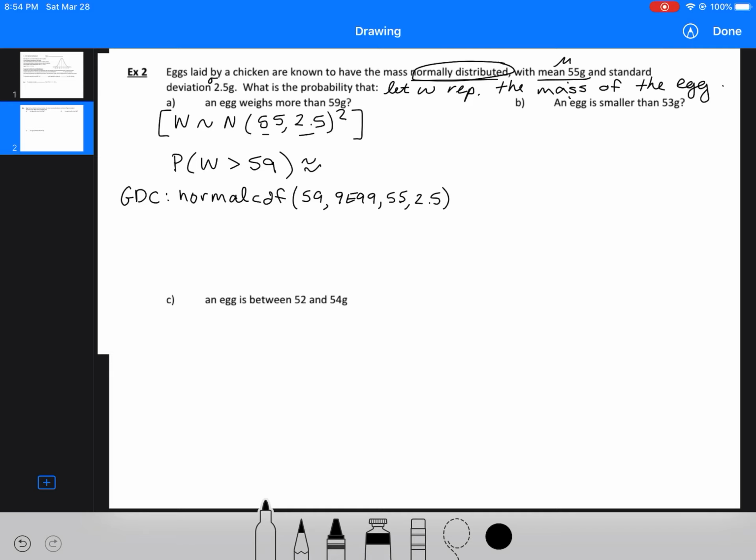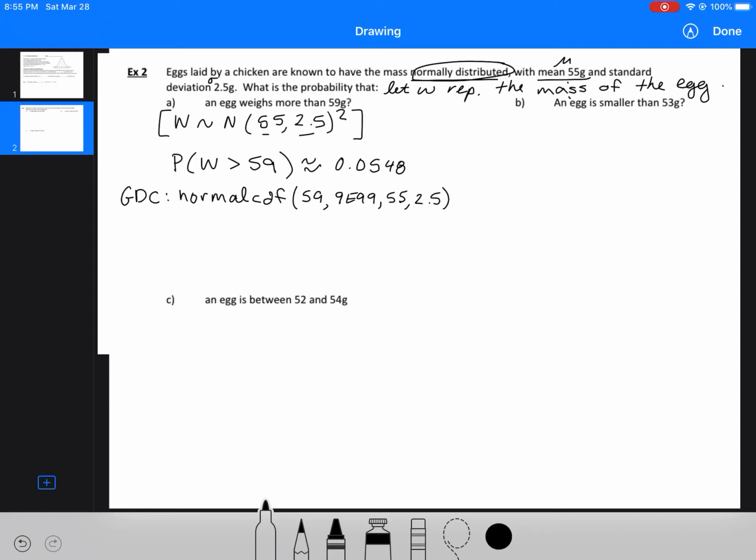You put that into your calculator, and let's see what we get here. So we've got second VARS to get to distribution, scroll down to normal CDF. And then we've got 59, 9 times 10 to the 99, 55, and 2.5, which should give you approximately 0.0548.